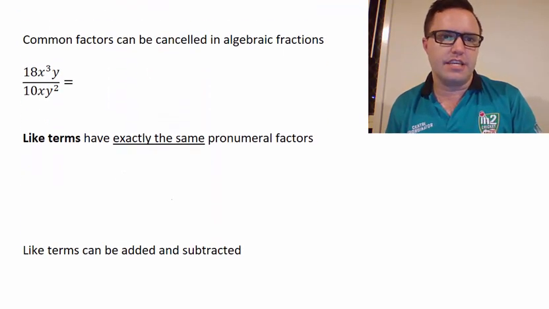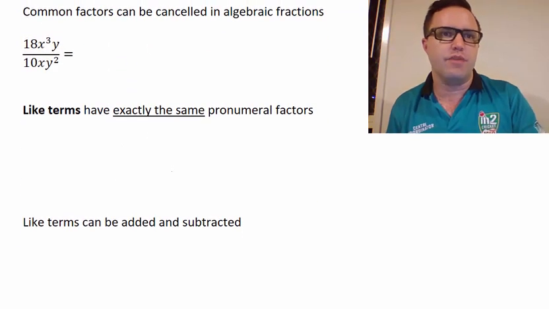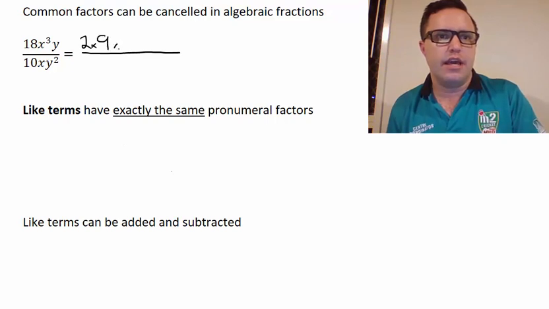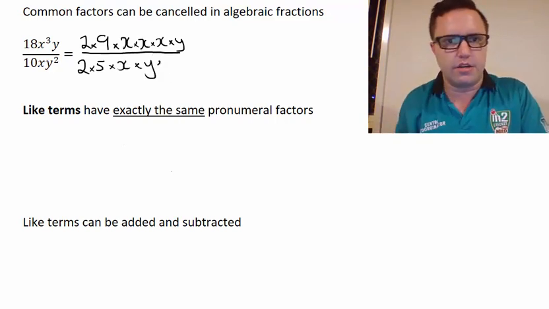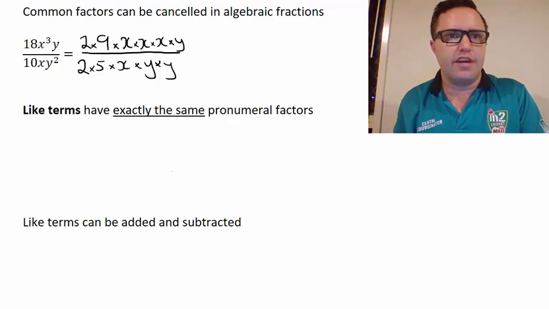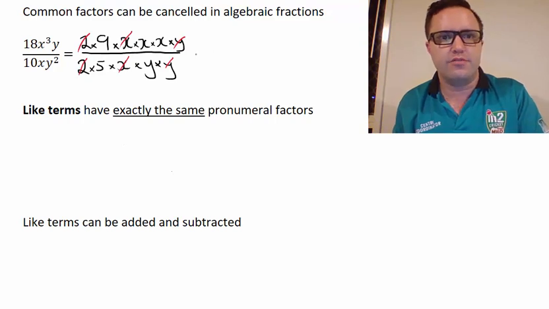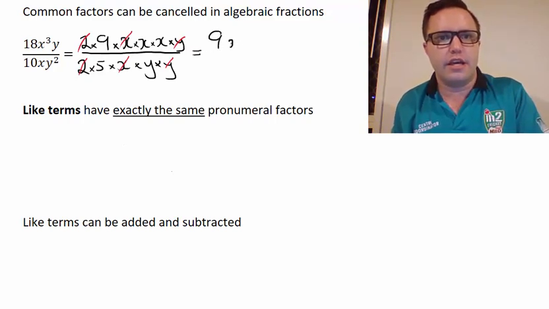Okay, now our common factors can also be cancelled when we have our algebraic fractions. I'm going to rewrite this one here for you in expanded form. So 18 is 2 times 9, x cubed is times x times x times x, and we've got a y, so times y in the end. 10 is 2 times 5 times x times y. We can cancel our common factors, so the 2's go, the x's go, the y's go, and so we're left with 9x squared over 5y.